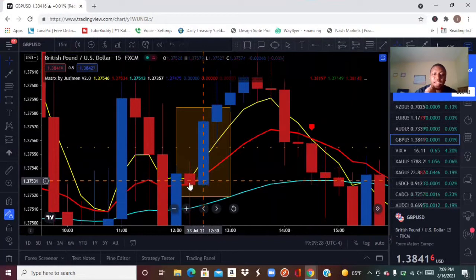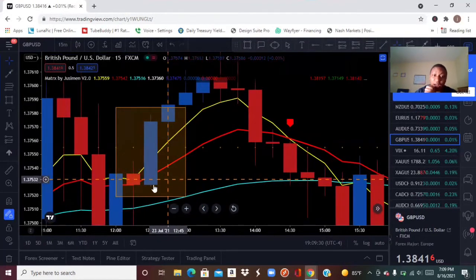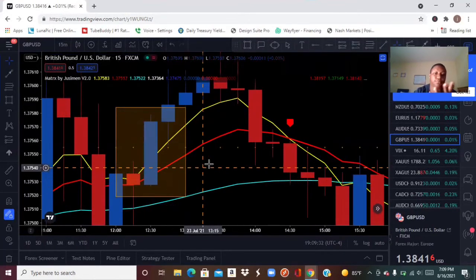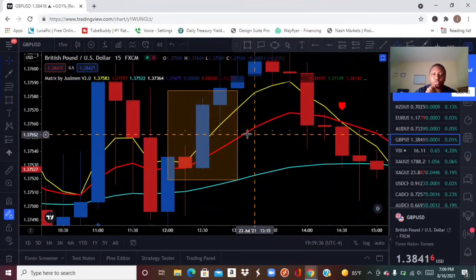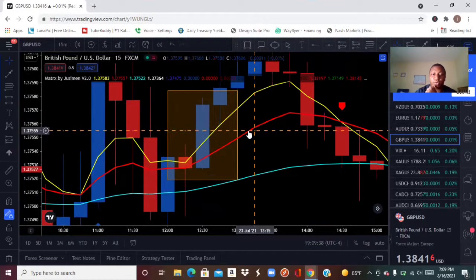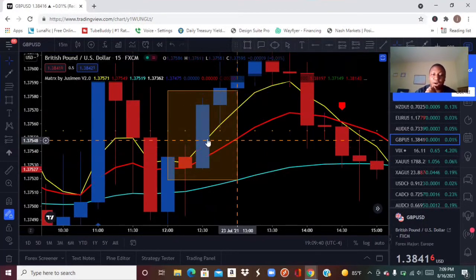Step one, is this blue candle bigger than the red? Obviously, you can see that. Like, I don't know what to tell you, right? This blue candle is way bigger than the red. Step two, this red line cuts all the way through the red and the blue candle that I have boxed.